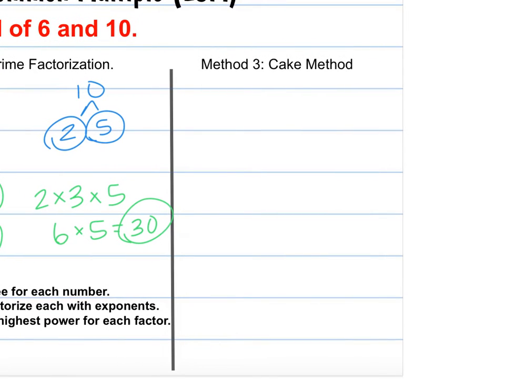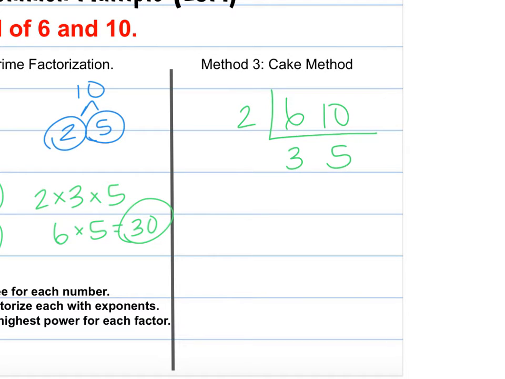The cake method: put the numbers next to each other, upside down division bracket. We're going to find a number that both 6 and 10 can be divided by. They can both be divided by 2. So 6 divided by 2 is 3, and 10 divided by 2 is 5. Now, is there anything that 3 and 5 can be divided by besides 1? No, so I'm done.